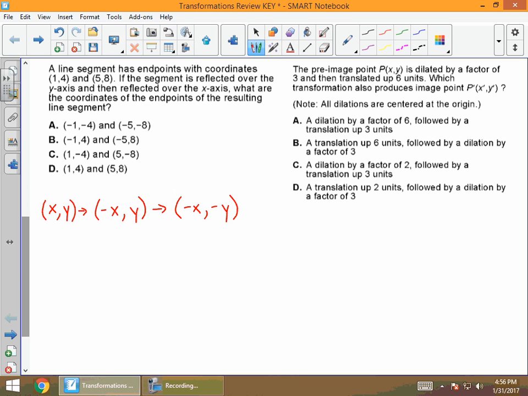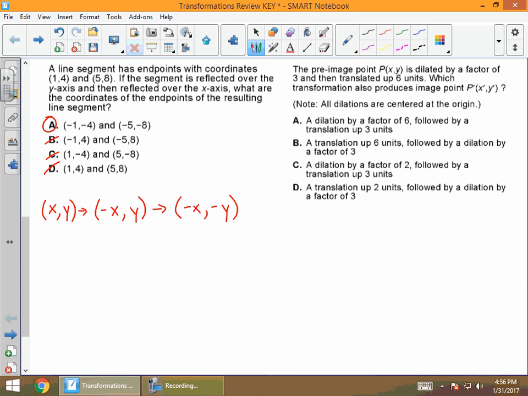So I just need to now change my points. If I plug in the points 1, 4 here, 1, 4 would first flip and become negative 1, 4, and then it would flip again and become negative 1, negative 4. So that gets rid of answer choice B, C, and D. My only answer is answer A.